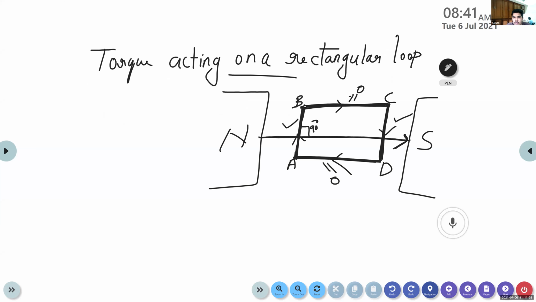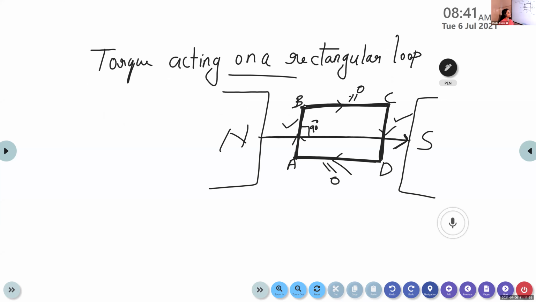Right hand thumb rule. Is it right hand thumb rule? Right hand thumb rule is used to find out the direction of the current and magnetic field. Here we want to find out the direction of the force acting on the side AB and CD. So Fleming's left hand rule.